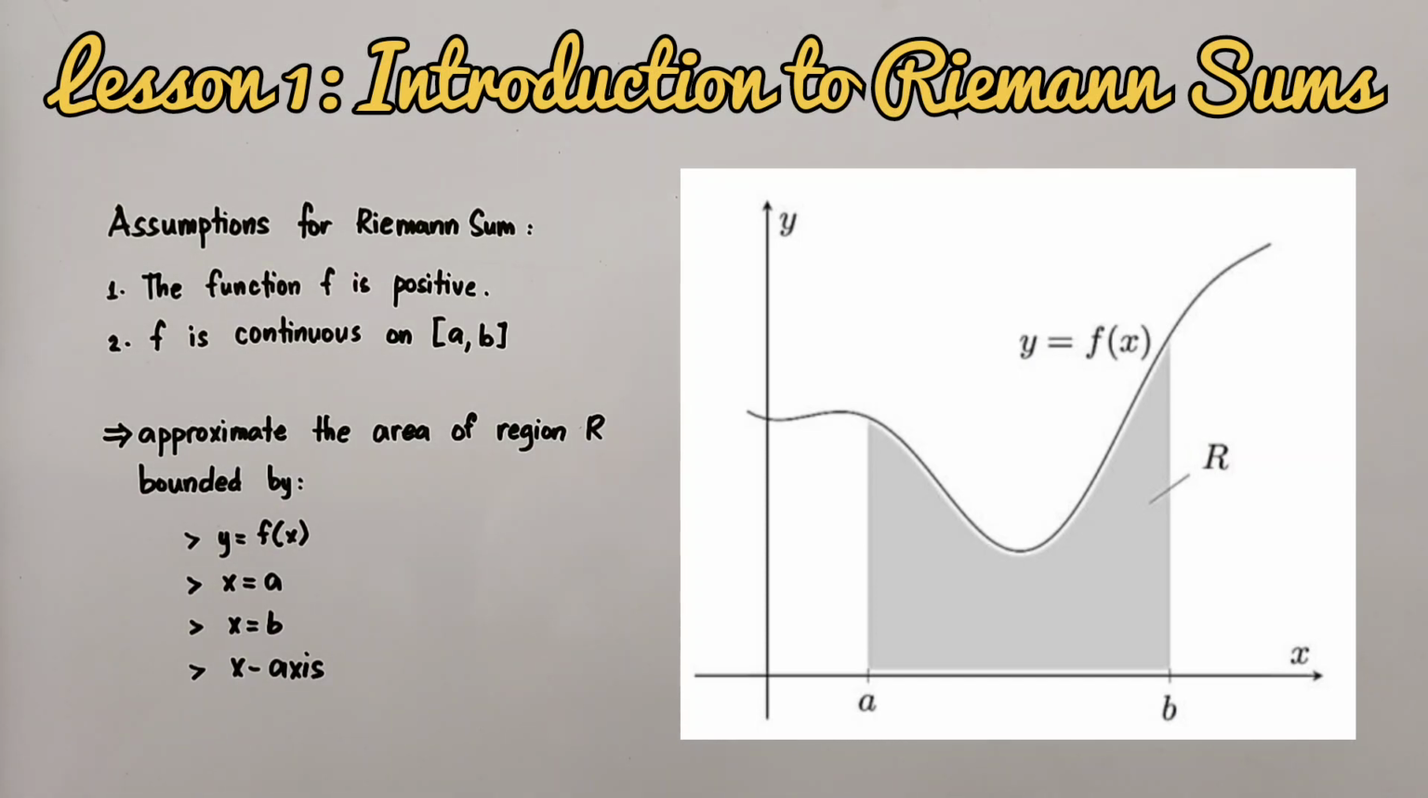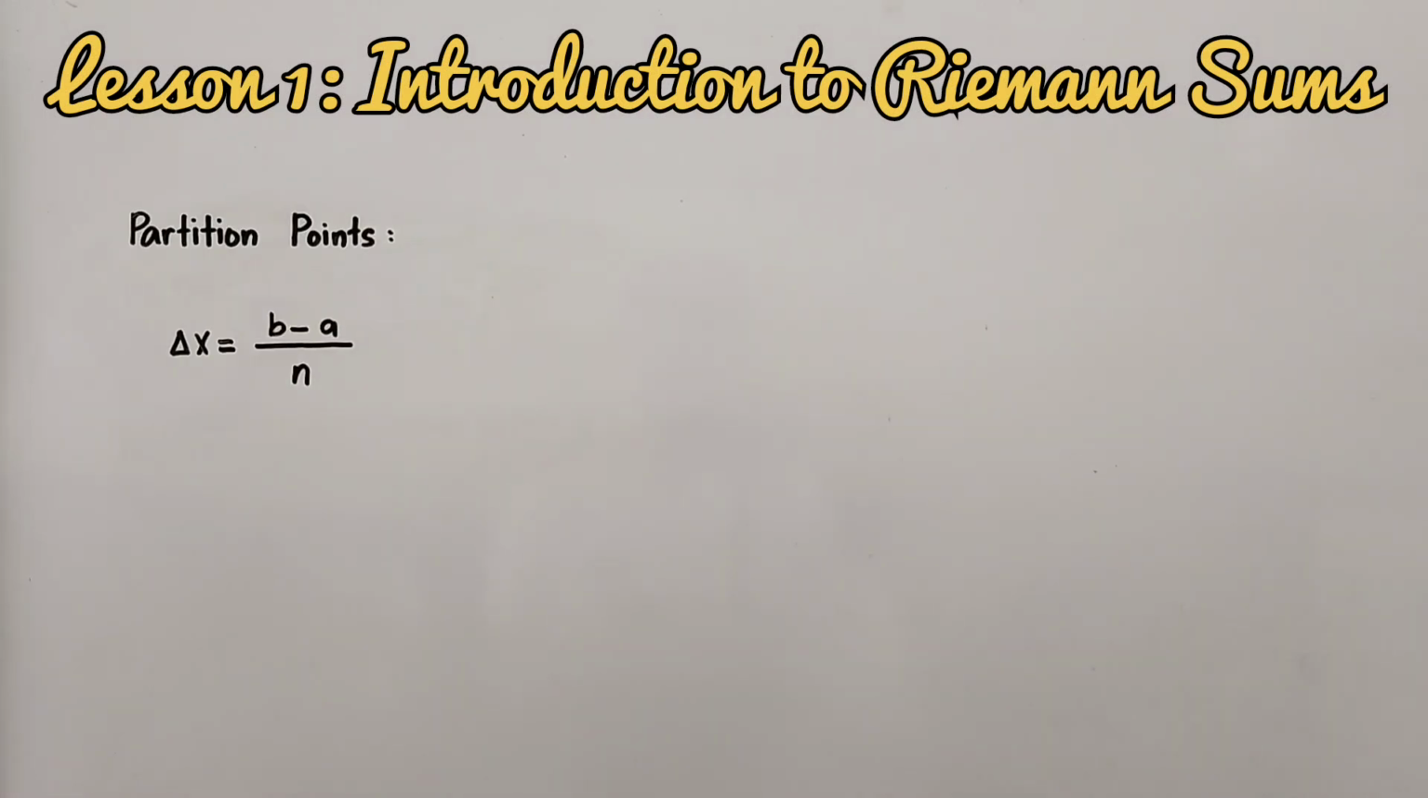The goal of this lesson is to approximate the area of the region R bounded by y equals f of x, or the graph itself, x equals a, or the left endpoint, x equals b, or the right endpoint, and the x-axis. Considering the graph on the right, that region R is the shaded region. As mentioned earlier, we will use rectangles in approximating the area of R. To equally divide the region, we will first identify the partition points. Divide the closed interval [a, b] equally into n subintervals.